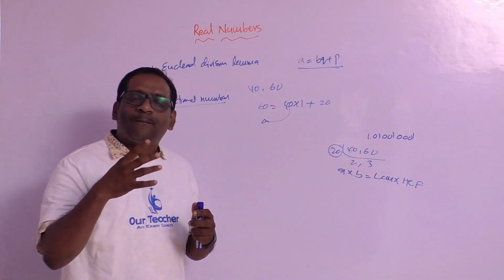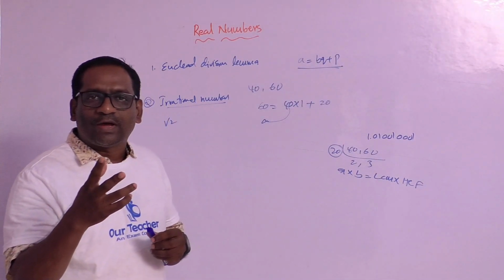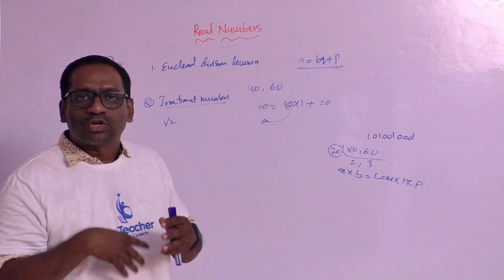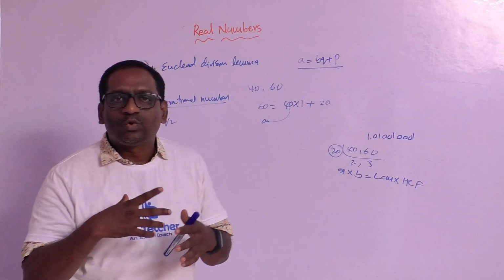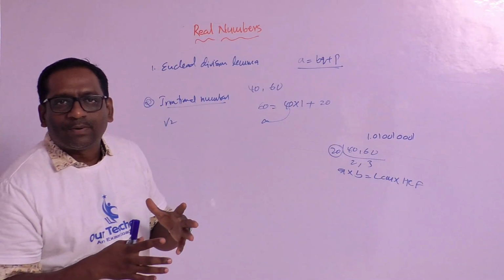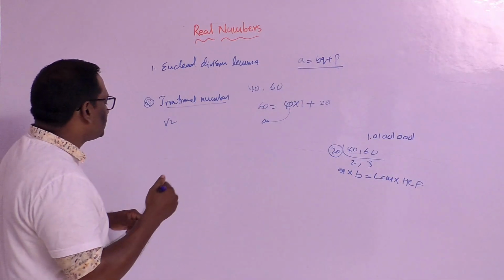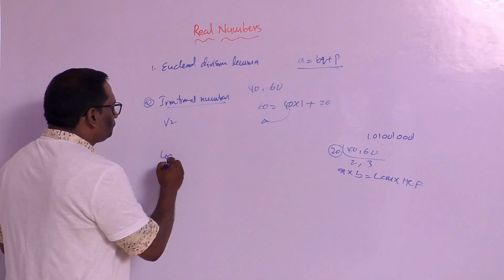And a combination such as 2 plus root 5 is irrational, that also we will prove. 2 root 3 is irrational. We will definitely try to prove all these numbers as irrational numbers. And coming to the last topic in this chapter is logarithms.